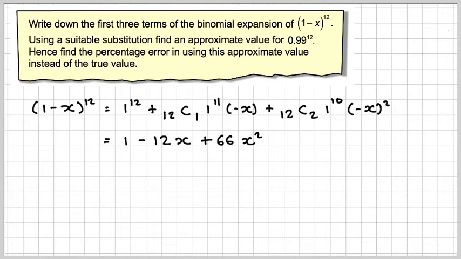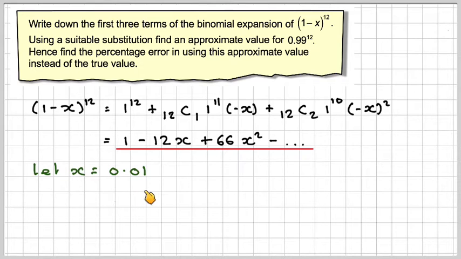Right, we want to find an expression for 0.99 to the power of 12. So if we put in here 0.01, we get 1 minus 0.01, which will give me 0.99 to the power of 12. So let x be equal to 0.01, as (1 - 0.01) to the 12 is the same as 0.99 to the power of 12. So that now means in our expression here, everywhere there's an x, we now replace it with 0.01.